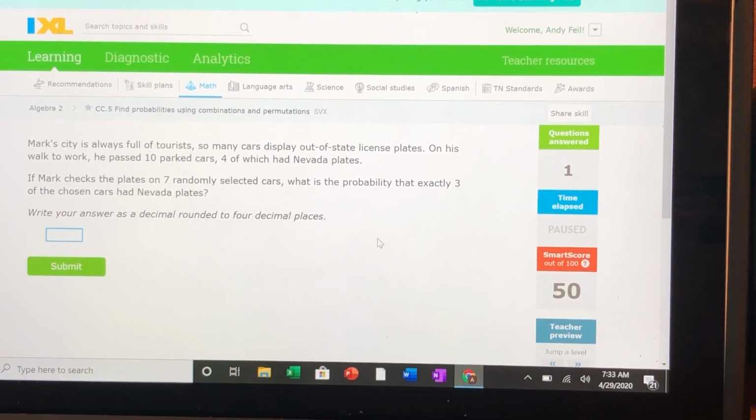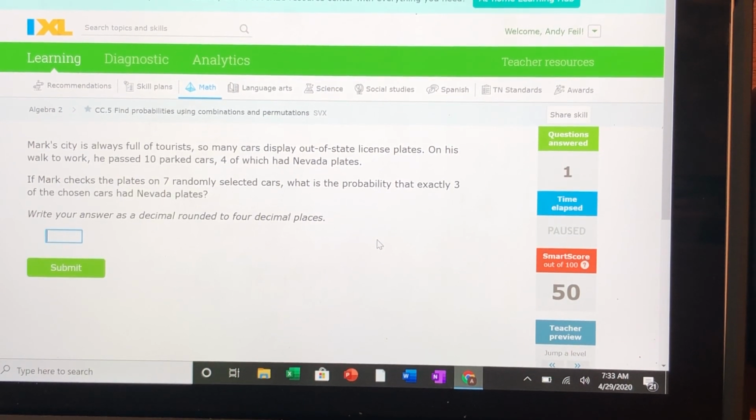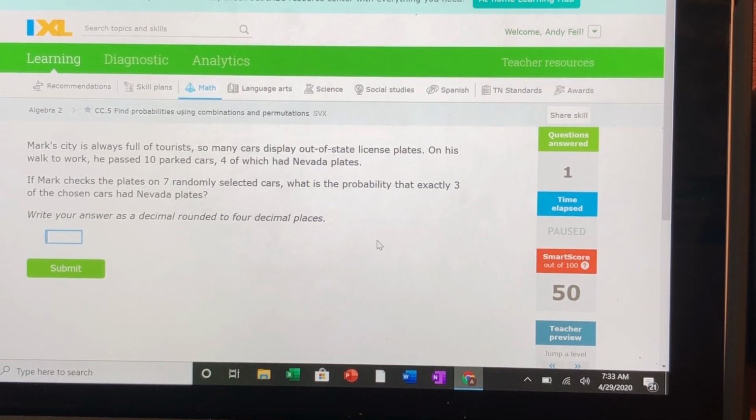Let's see if we can go up from there. Mark's city is always full of tourists. So many cars display out-of-state license plates. On his walk to work, he passed 10 cars, 4 of which had Nevada plates. If Mark checks the plates on 7 randomly selected cars, what is the probability that exactly 3 of the chosen cars had Nevada plates? Well, just like yesterday, the first thing that we want to figure out is, does order matter? Are they talking about what order these license plates are in? No, they're not, and therefore we're going to be using combinations.